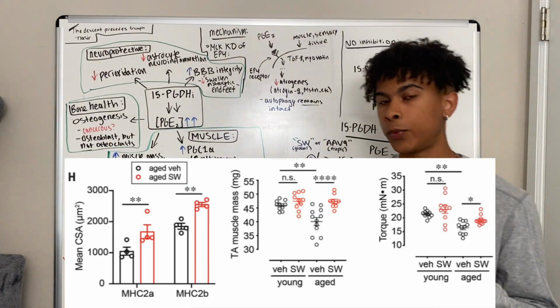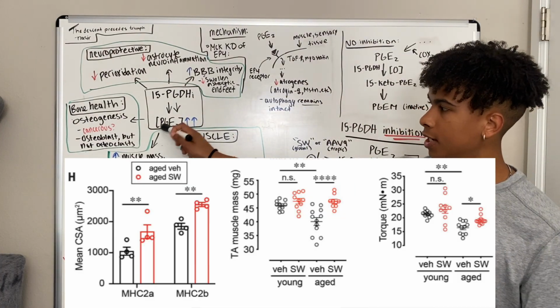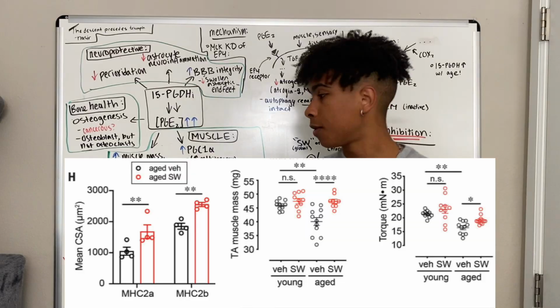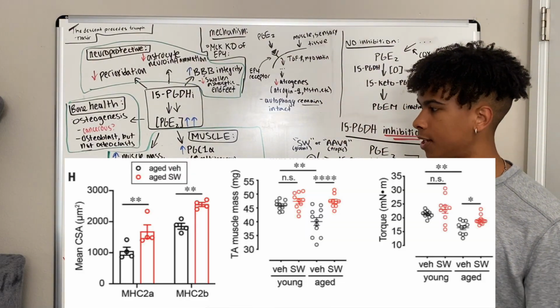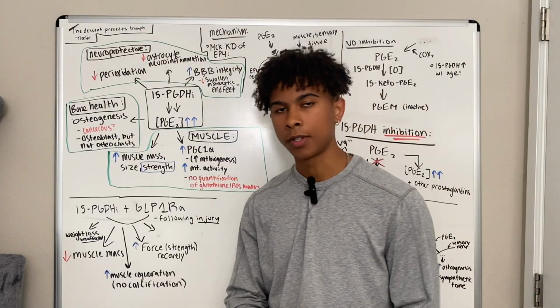In other words, when we have an increased concentration of PGE2 in a given physiological system, we observe an increase in muscle mass, size, and strength. And this was most prominently observed, of course, in mice.